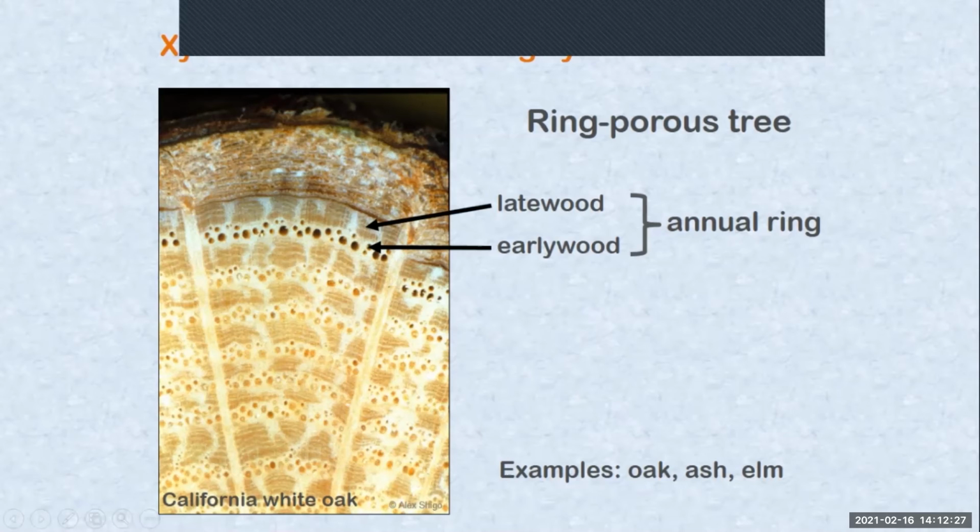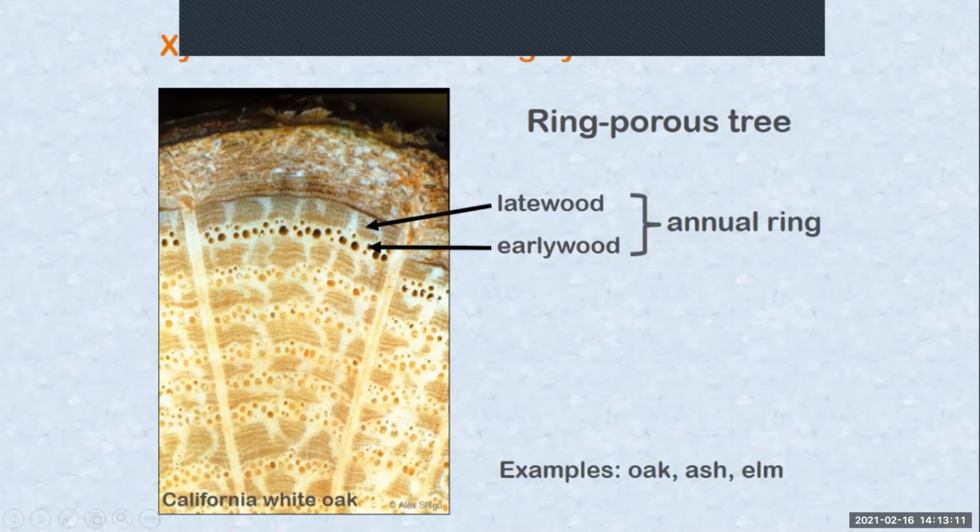You have ring porous trees. Ring porous trees are those which produce very clearly defined rings in the trees. Early in the season, you have very large openings, large pores, large vessels that are produced when the conditions are good in the spring. And then later in the season, when the conditions get to be a little harsher, you have this late wood production of xylem, and the pores get smaller and smaller. And this is considered an annual ring, your combination of your early wood and your late wood.